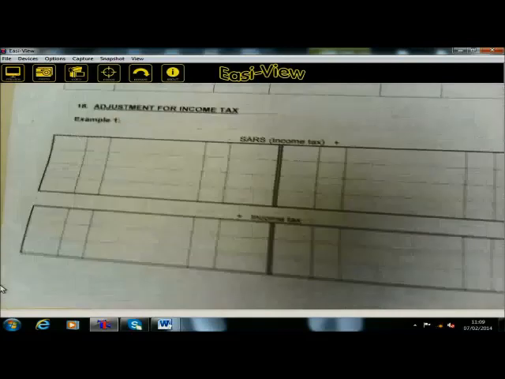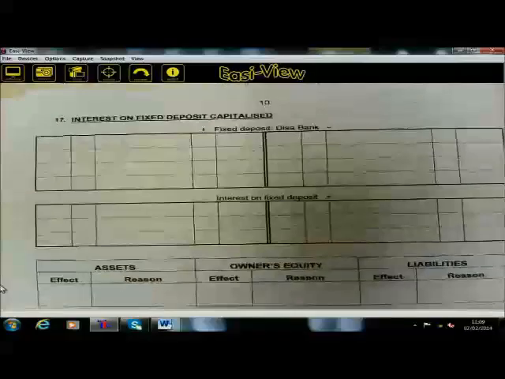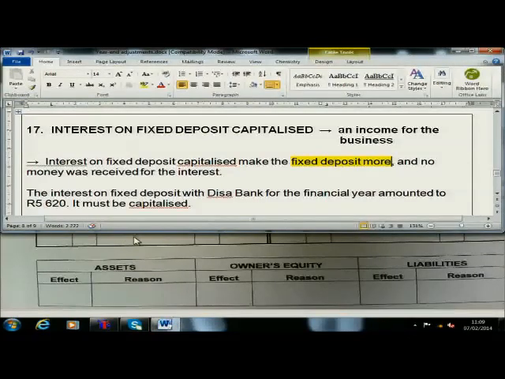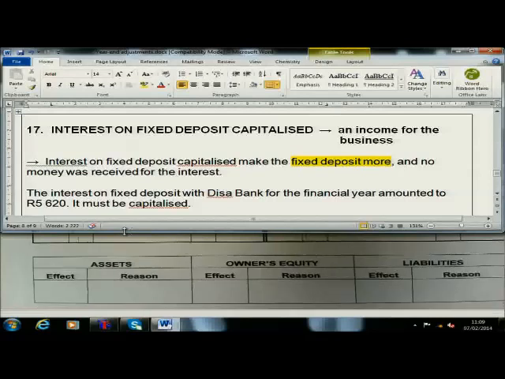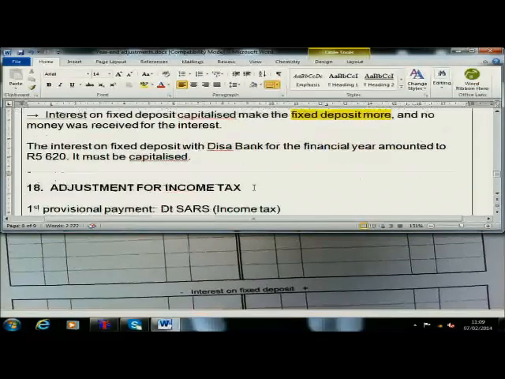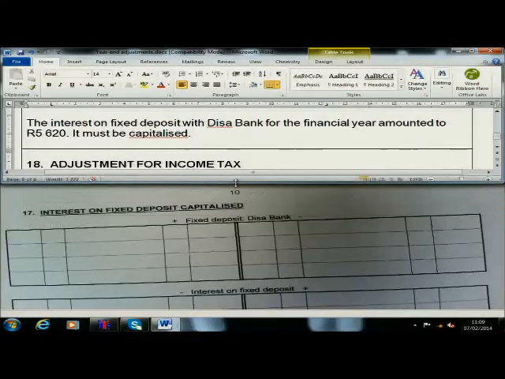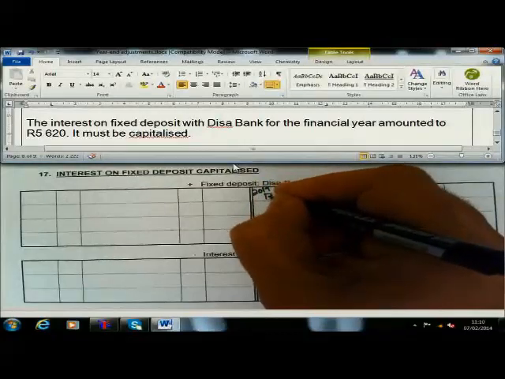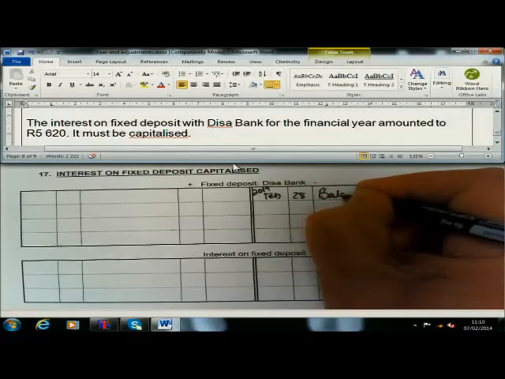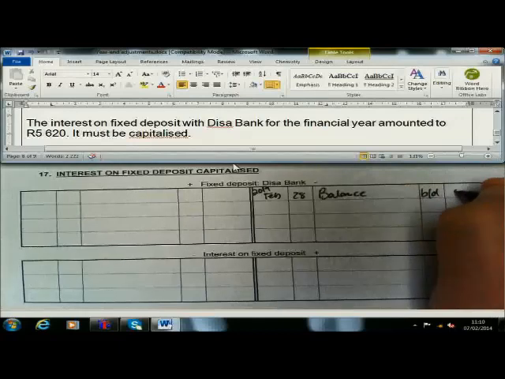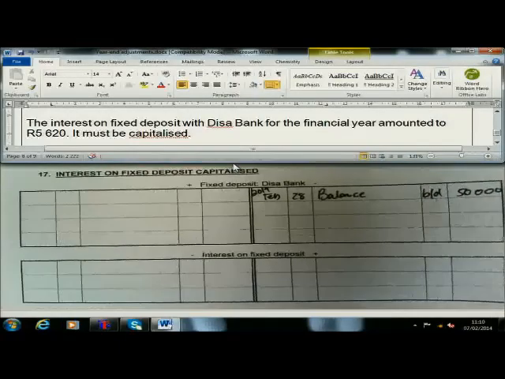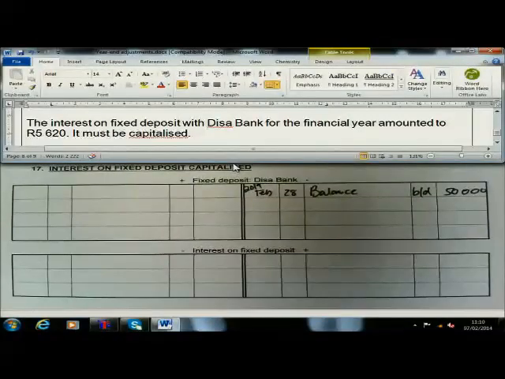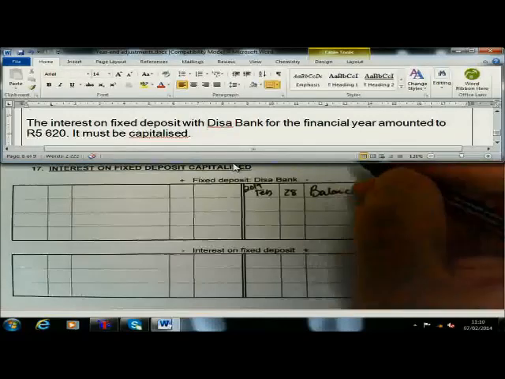The interest on fixed deposit, capitalized. There's your fixed deposit. You've got a fixed deposit with DISA Bank. Okay, they don't give us the amount there. I'm going to put a balance in there on the credit side of the fixed deposit. On the last of the year, February 28, there's a balance there of, let's say, 50,000 Rand. That is the amount that we put on a fixed deposit. And they capitalize the interest.